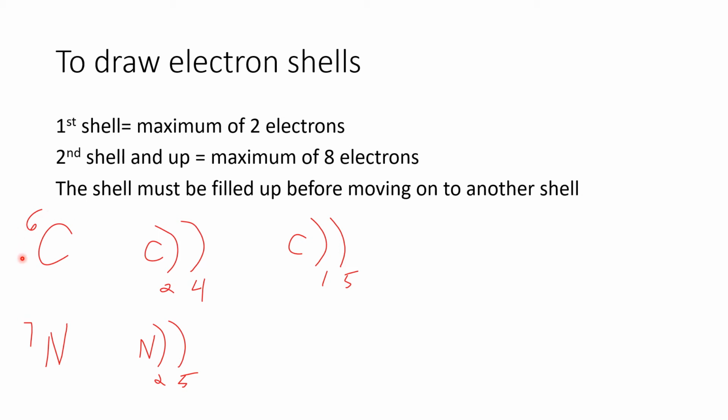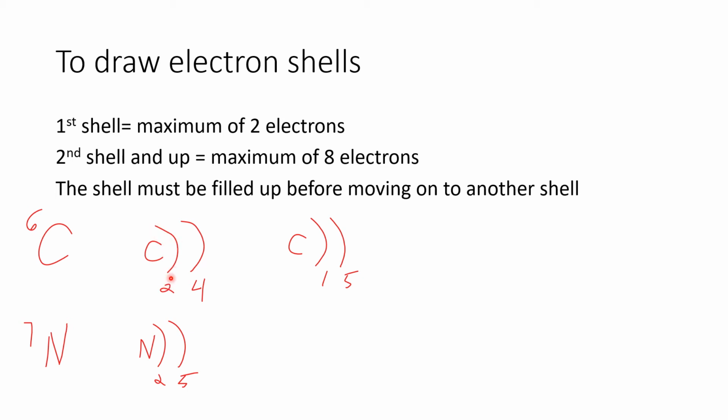So let's take an example. We want to draw the electrons that carbon is carrying. The number that's important for drawing those electrons is the atomic number, because the atomic number tells you how many protons and how many electrons carbon is carrying. The atomic number for carbon is 6. That means carbon is carrying 6 electrons. So I'm going to go ahead and draw my first shell. This is going to represent my first shell.